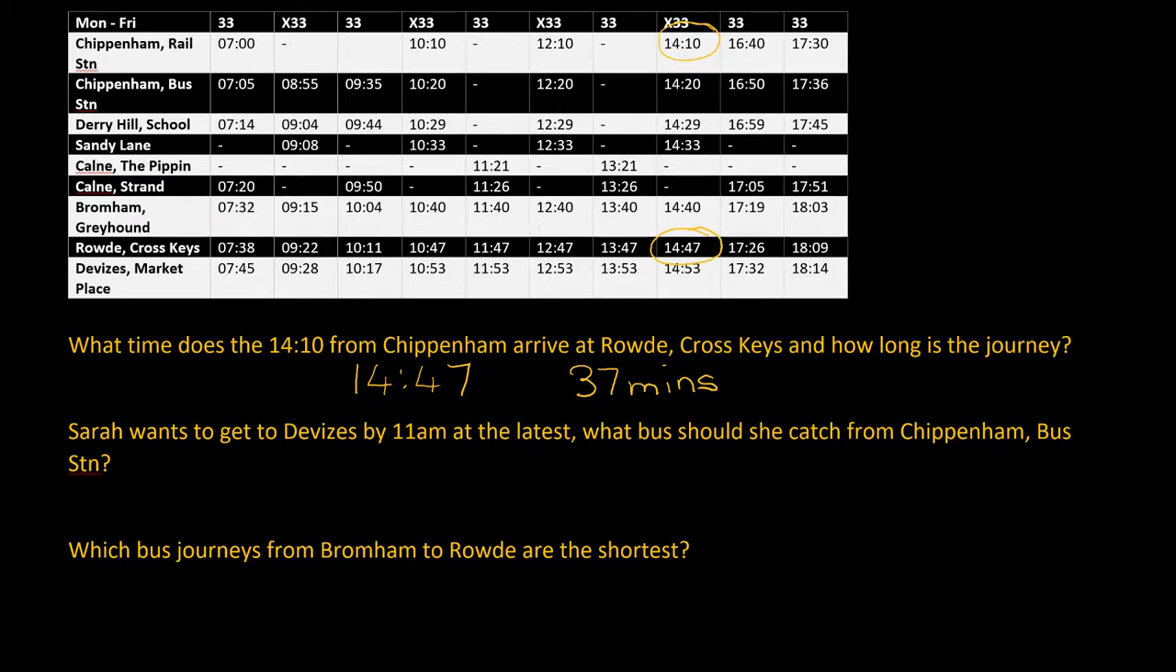Second question. Sarah wants to get to Devizes by 11 AM at the latest. What bus should she catch from Chippenham bus station? So we need to work backwards here. We're going to look at Devizes times, and we need to find the one that will get her to Devizes before 11 o'clock. The one that's closest to 11 o'clock but not after 11 o'clock is here. Now we need to work backwards and find out what time that bus leaves the bus station in Chippenham. So if we work backwards, we can find that it's 10:20 that leaves.